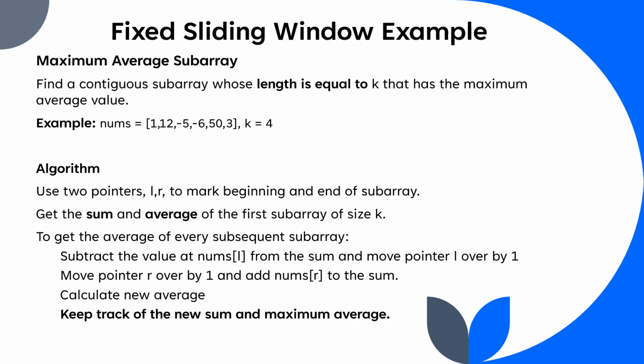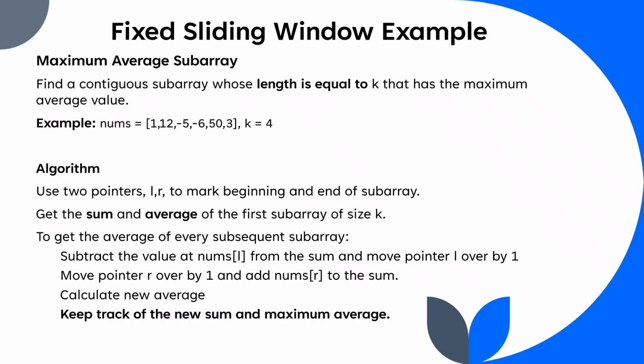You're going to use two pointers, L and R, which stand for left and right, and those are going to mark the beginning and the end of the subarray that you're working with. You want to get the sum and the average of the first subarray of size k. And then to get the average of every subsequent subarray, this is where the efficiency comes in. This is where the sliding window makes this process more efficient.